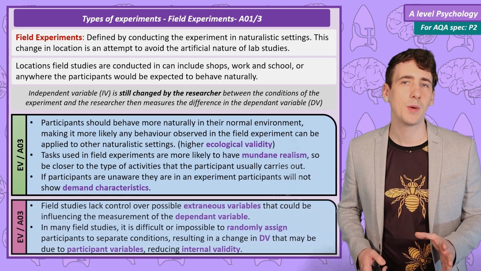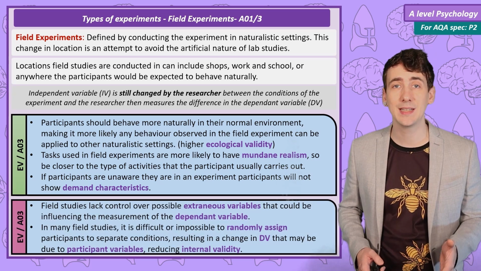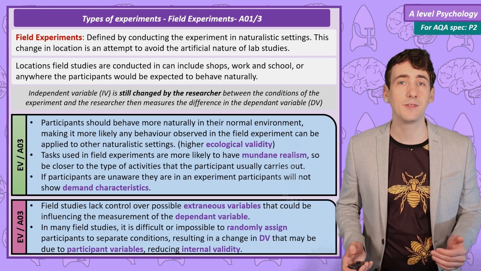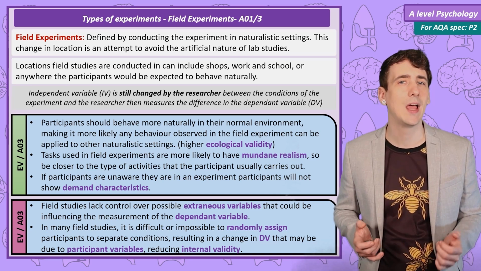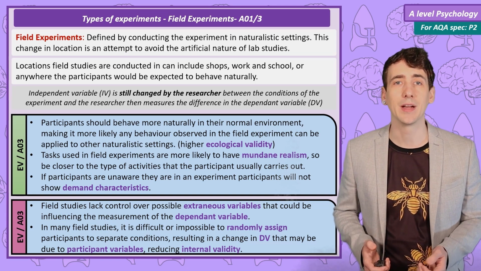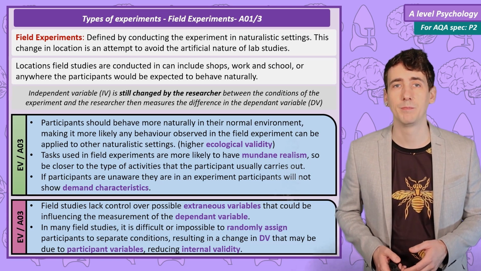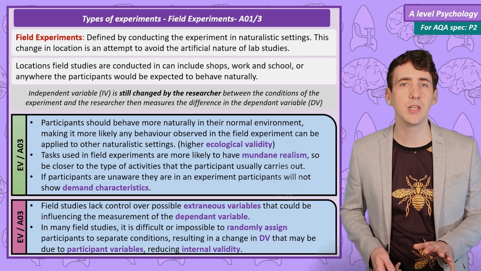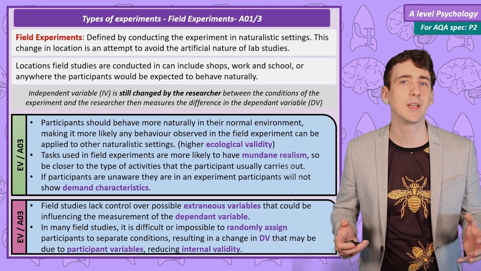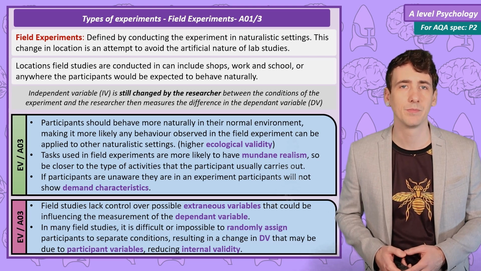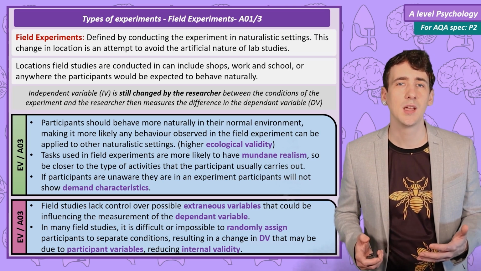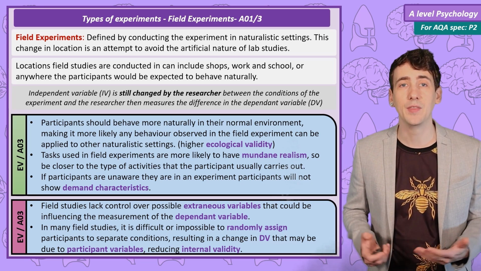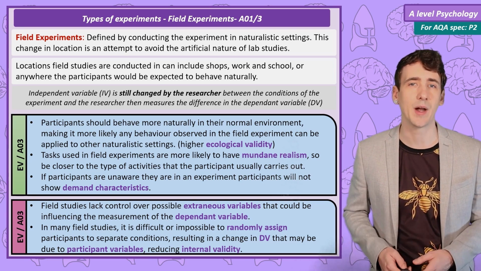The weaknesses of field experiments are due to the lack of control that we did have in the lab experiment. The real world is chaotic, and in a field experiment, we're not able to control every possible variable that might change your measurement of the dependent variable. These are known as extraneous variables, and often in a field study, researchers are not able to randomly assign participants to each condition. This means that any effect observed may be due to a factor other than the change in the independent variable, and this reduces the internal validity of the experiment.